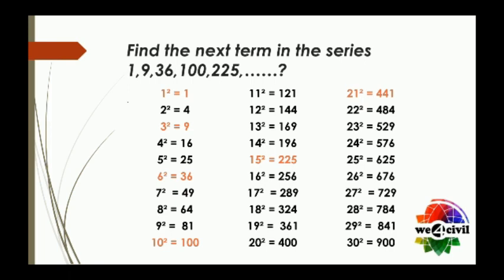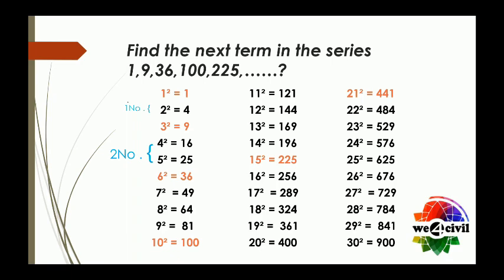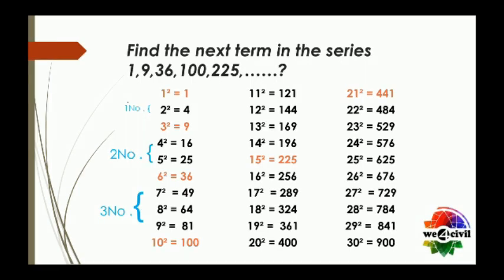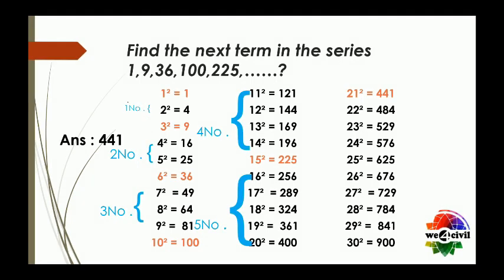If you look at the screen, you can understand that between 1 and 9, to be specific, between 1 square and 3 square, one term is skipped, that is 2. Similarly, between 3 square and 6 square, 2 terms are skipped. Between 6 square and 10 square, 3 terms are skipped. Between 10 and 15, 4 terms are skipped. And finally, you get the answer by skipping 5 terms after 15. That is, the square of 21 will be the answer, and this answer is 441.